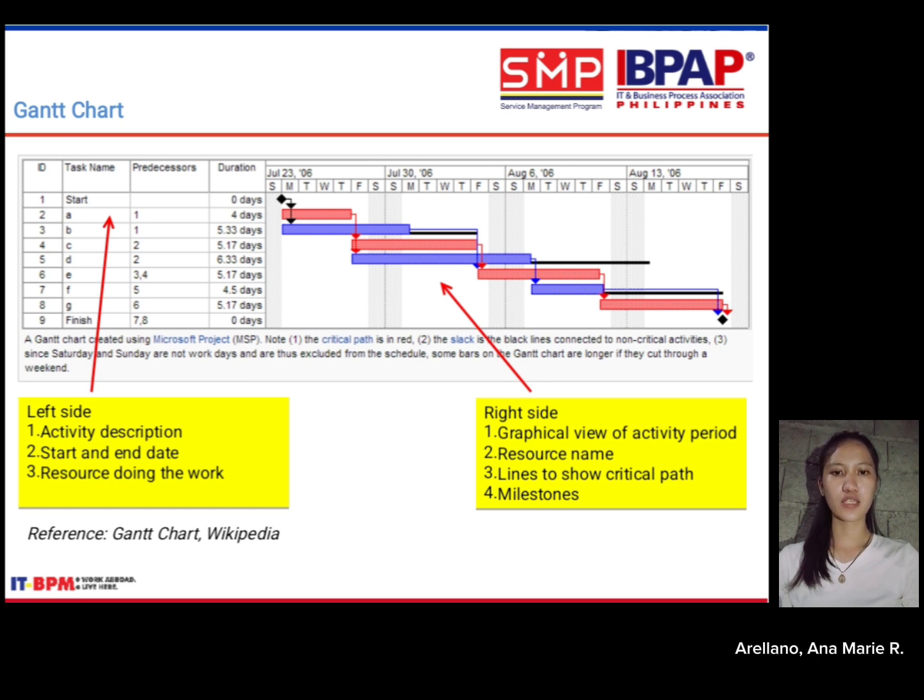Number 4. Milestones and critical path. Markers for key achievements, milestones, and highlighted critical path tasks, red bars in the example. These components work together to create a comprehensive view of project progress.